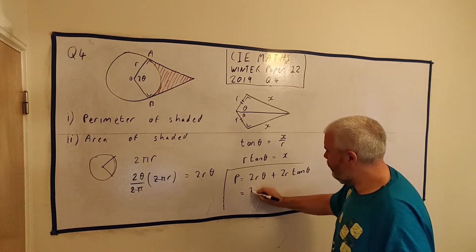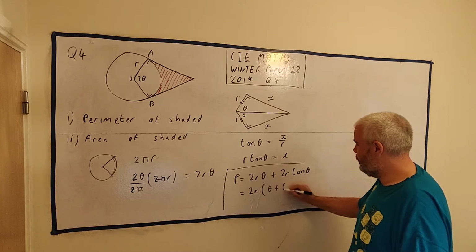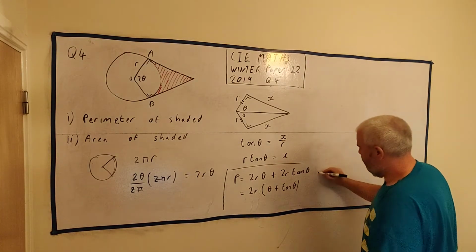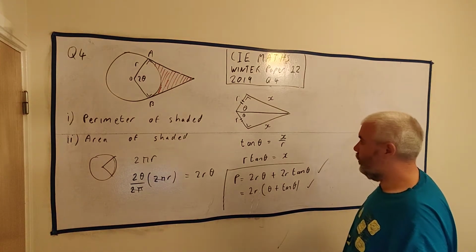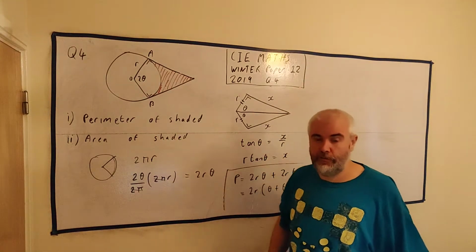If you want to be nice and make this a little neater, we could go r theta plus tan theta. I would rather the answer look like that, but don't worry, I'll give full marks for both of these. So that's how we get the perimeter of this. Now I'll go ahead and rub this out and we'll do part 2.